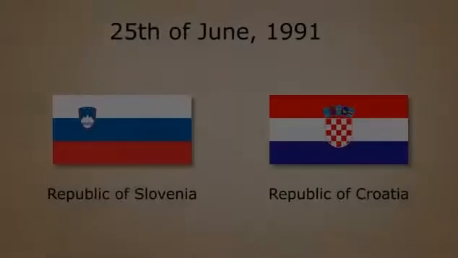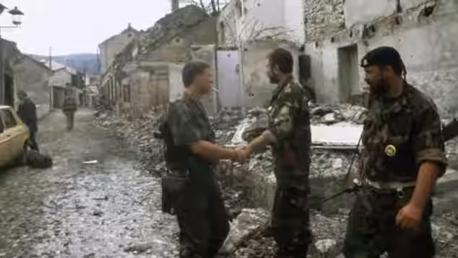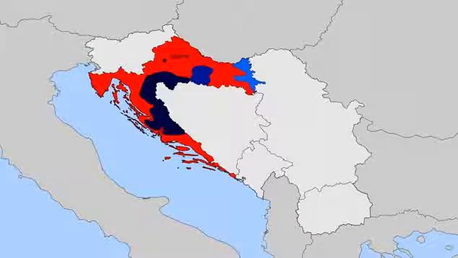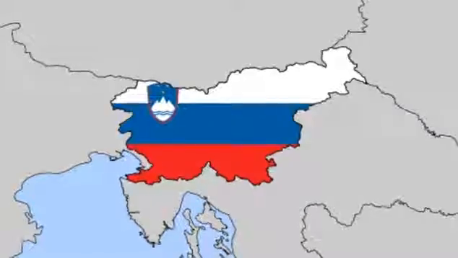On the 25th of June 1991, Slovenia and Croatia both officially declared their independence. Of course, by this point, the Yugoslav wars had already begun, but they were thus far mostly confined to Croatia between the Croats and the Serbs. However, with Slovenia declaring their independence, this brought them into the war as well.